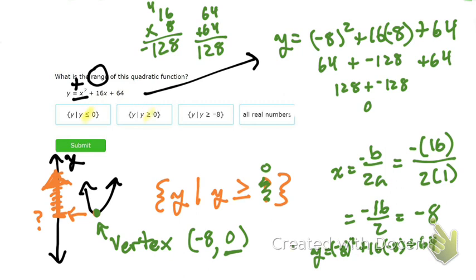All right. So just as a reminder, if you're only looking at the signs, you know right away that this one is not correct because our sign has to be a greater than sign because we're opening upwards. And then we also know it's not all real numbers because all of these numbers down here aren't included in the range. So our answer is obviously that one.